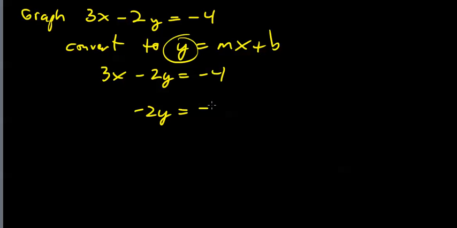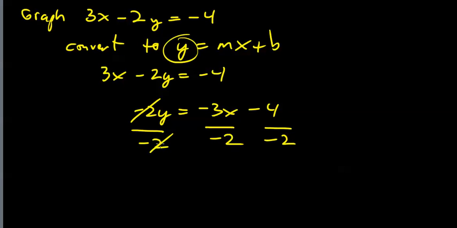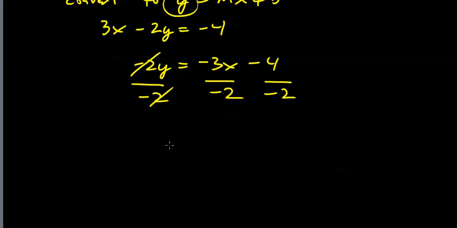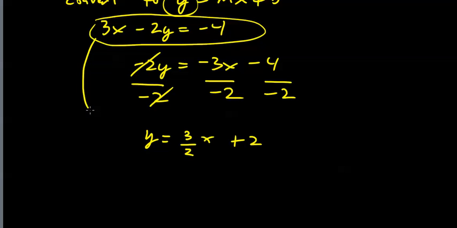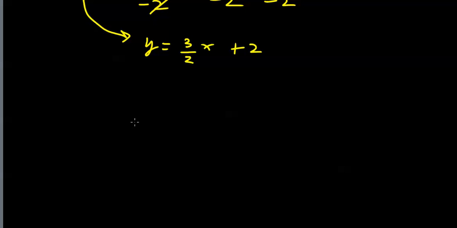So let me subtract 3x from both sides, and I'm going to divide all terms, both sides, by negative 2 to isolate y on the left. Alright, minus 3x over minus 2 reduces to positive 3 halves x, and minus 4 over minus 2 is, of course, positive 2. So I've converted from standard form to slope-intercept form with 2 easy steps, really.